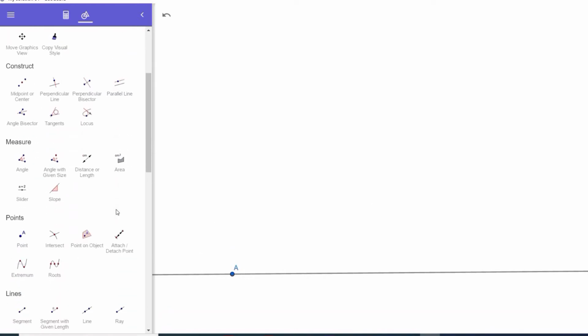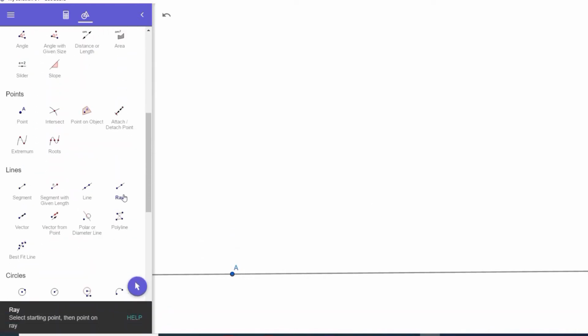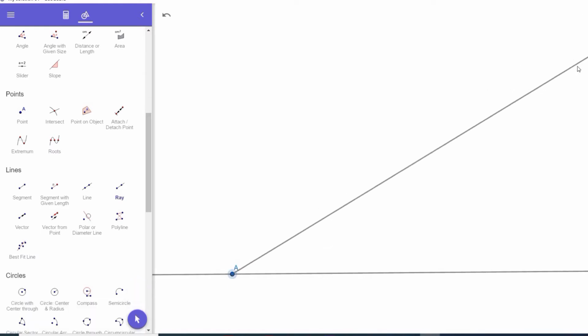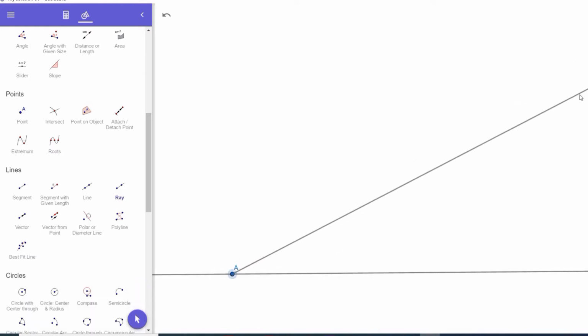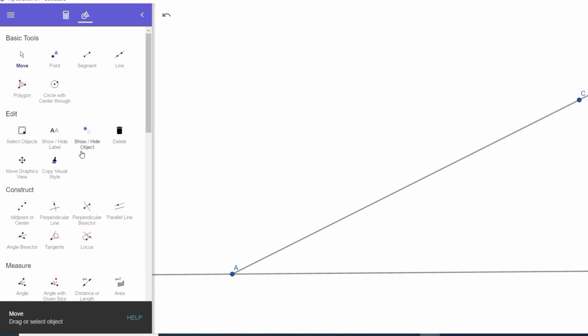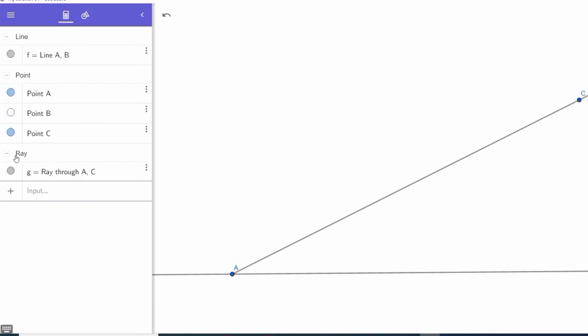Next, I need to create a ray starting from point A. This ray should be approximately at an angle of 30 degrees with the line. Okay, you don't need to be exact. Now, I really don't need that point C, so I'm going to make it invisible again.